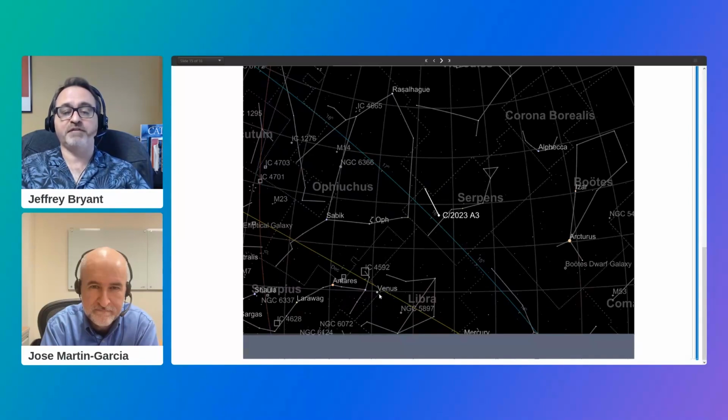So if you find Venus, that's going to be very easy to see in the night sky. There's also a bright star called Arcturus that'll be over here in the northwest. So in the southwest, you'll have Venus, and the northwest, you'll have Arcturus, and in between and above, you'll have the comet. So that's the area of the sky you want to look at.